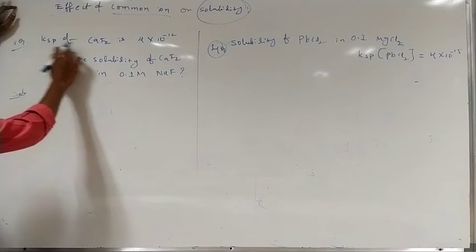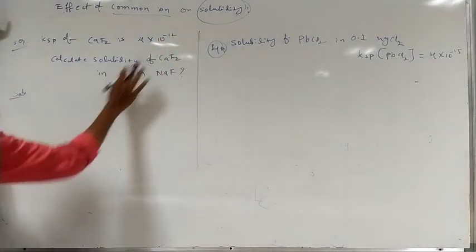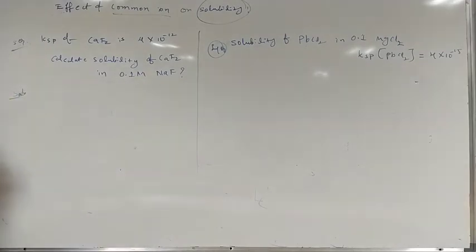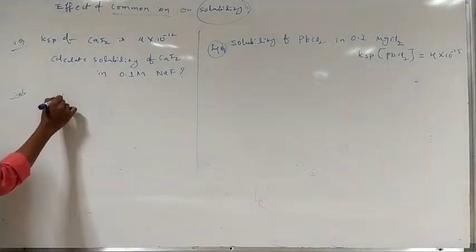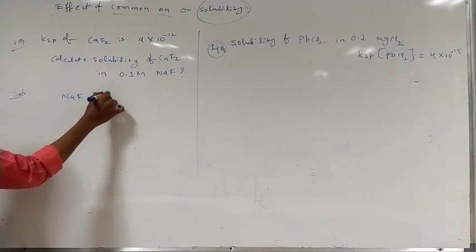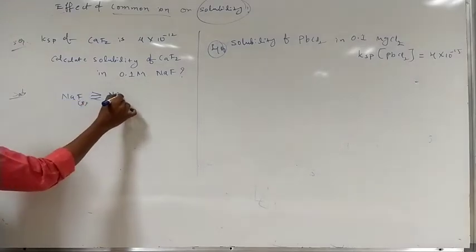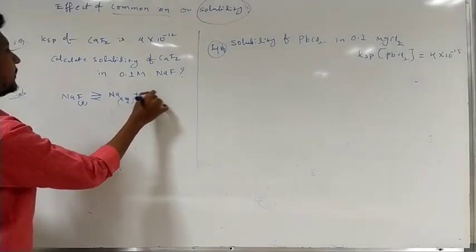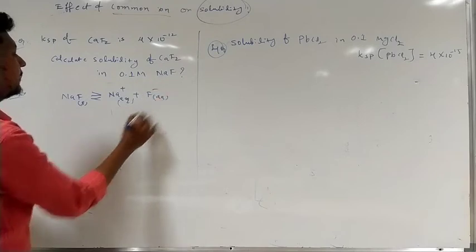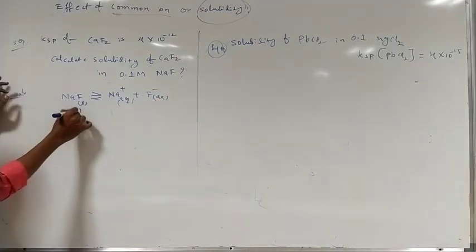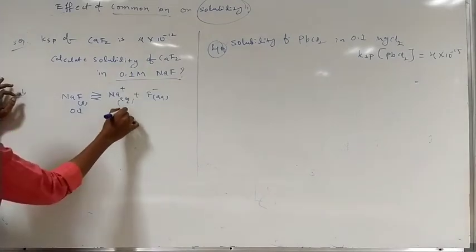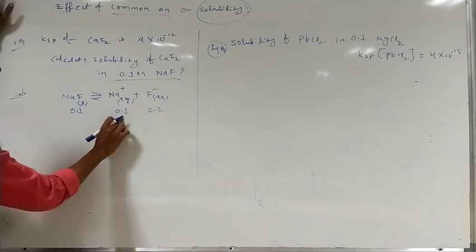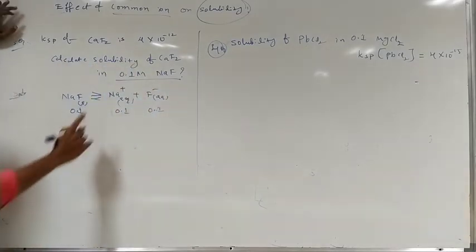The solubility product of CaF2 is 4 into 10 to the power minus 12. Calculate the solubility of CaF2 in 0.1 M NaF. First of all, I am writing the NaF equilibrium: NaF solid in equilibrium with Na+ aqueous plus F- aqueous. For this, 0.1 M, 0.1 M, 0.1 M. It dissolves to give 0.1 M of Na+ and 0.1 M of F-.